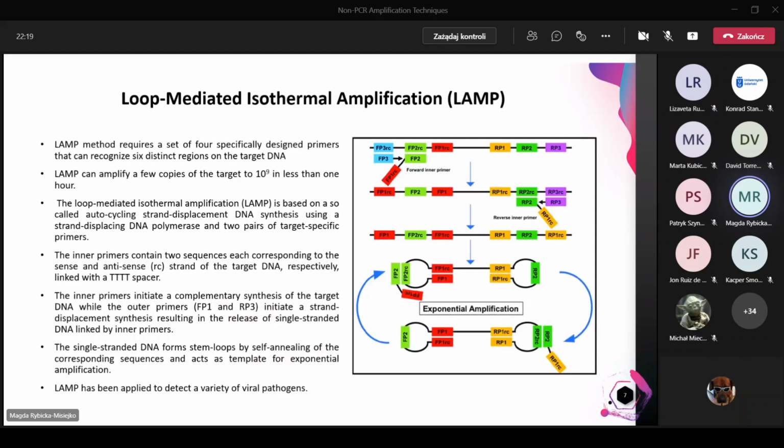Loop-mediated isothermal amplification can amplify a few copies of the target in less than 1 hour, even when large amounts of non-target DNA are present. And this method has been applied to detect different viral pathogens, including dengue or SARS virus, and also highly pathogenic avian influenza viruses.